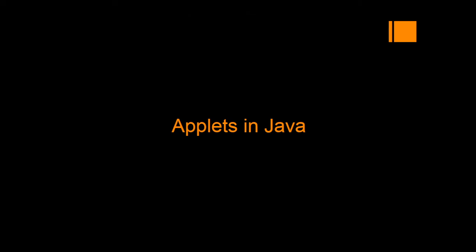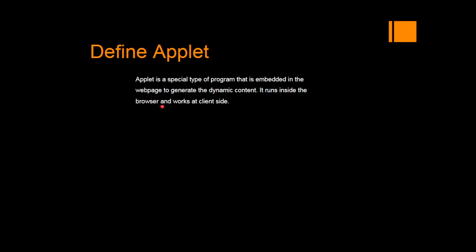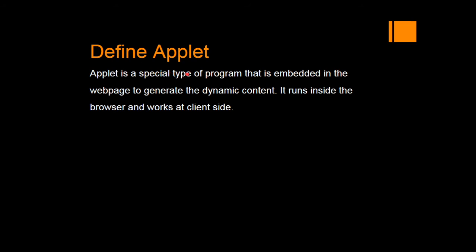Hello everyone, in this video we are going to see about applets in Java. First of all, let us define what is an applet. Applet is a special type of program that is embedded in the web page to generate the dynamic content. Actually, what is dynamic content is, there we can draw some graphs or you can include some images.